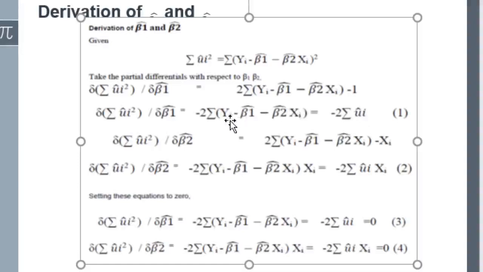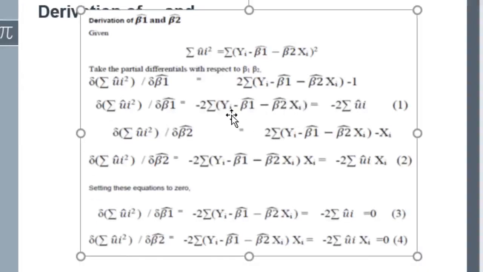That is, this term is nothing but the ui, and therefore this equation can be written as minus 2 into ui cap. Similarly, we can obtain the partial differential of this function with respect to beta 2 cap, that is dou ui cap squared divided by dou beta 2 cap, equal to, the same way, 2 into sigma of yi minus beta 1 cap minus beta 2 xi, and here the differential of beta 2 cap is minus 1 into xi, that is minus xi.